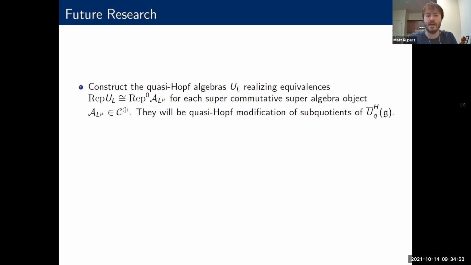And I would expect that these quasi-Hopf algebras will be quasi-Hopf modifications of subquotients of the unrestricted quantum group. And in particular, if you take the lattice to be maximally large, or maximal rank, then you should just get back the small quantum group, or a quasi-Hopf modification of it.